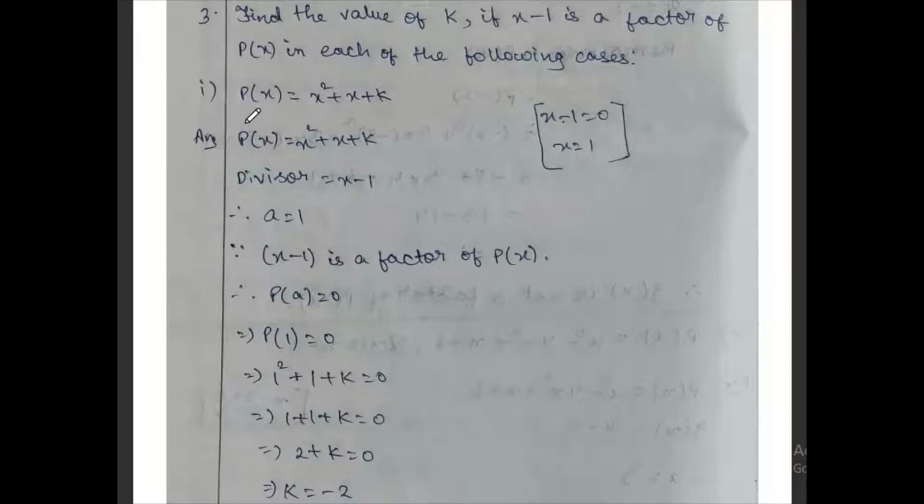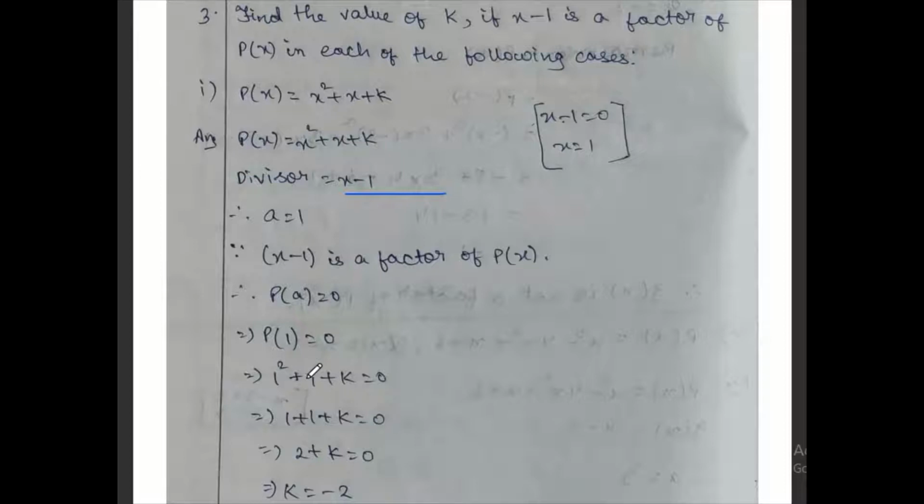Question number 1. Polynomial p(x) is given x square plus x plus k. So that is your given polynomial. Now divisor for every question, it will be x minus 1. Take this divisor outside, x is coming 1. So the value of a also 1. Now condition is given, since x minus 1 is a factor of p(x), therefore p of a equals to 0, p of 1 equals to 0. That 1 you can replace in this polynomial in place of x.